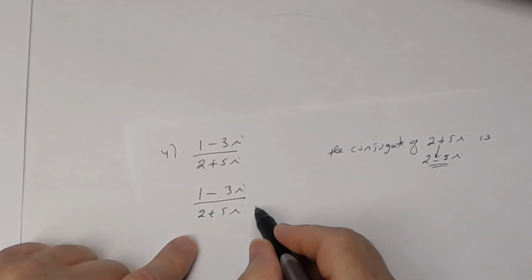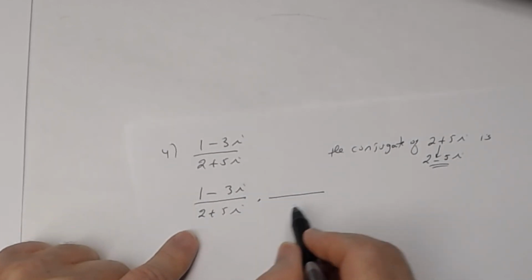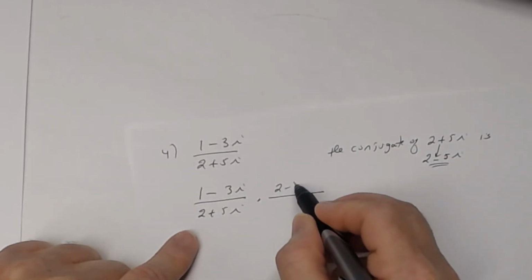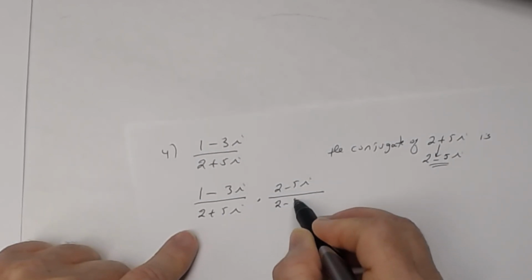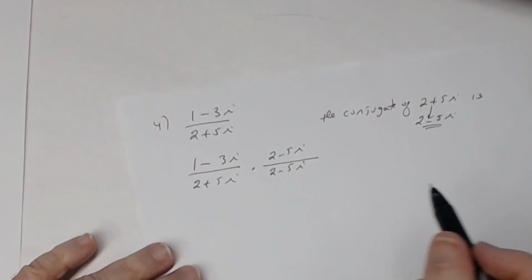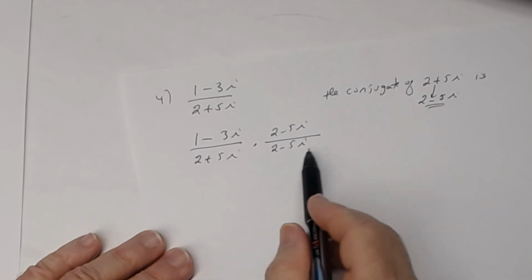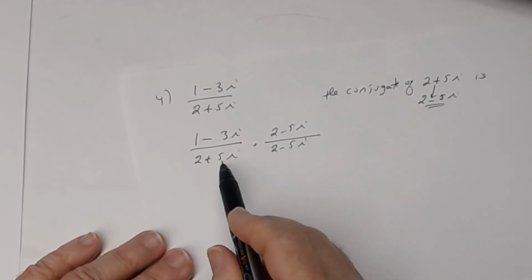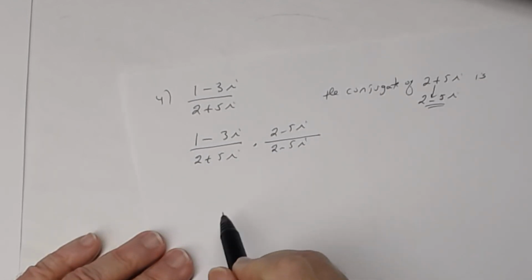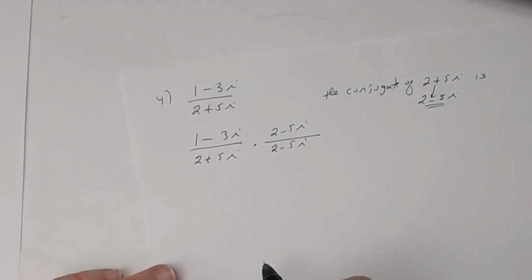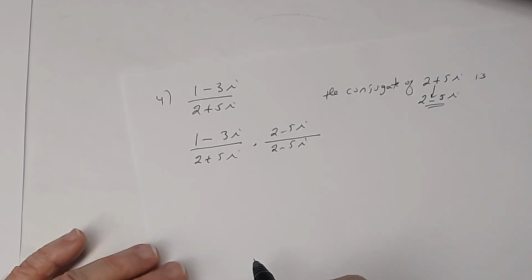And so now we're going to multiply both numerator and denominator by that conjugate. By multiplying the numerator and the denominator by the conjugate, when I multiply those denominators out, I'm going to end up with a rational number. I'm no longer going to have an imaginary unit there.